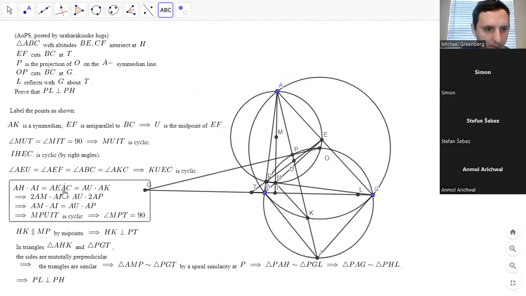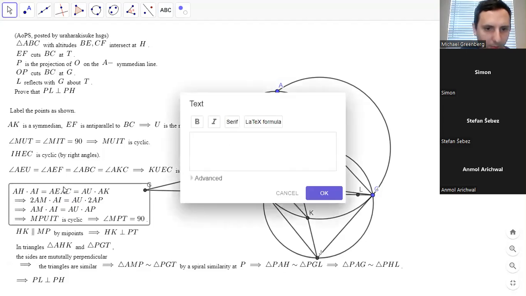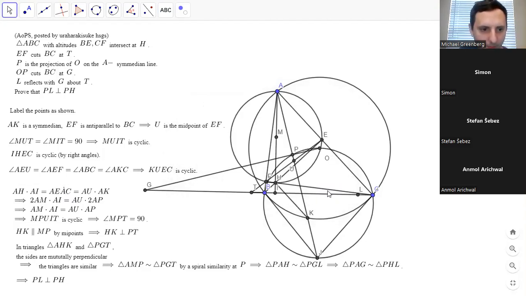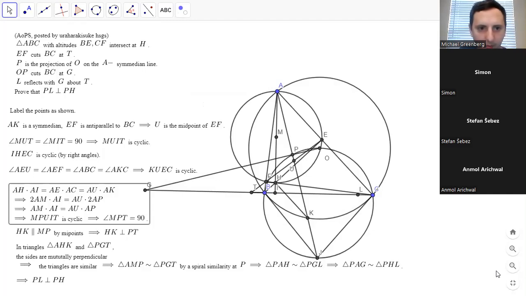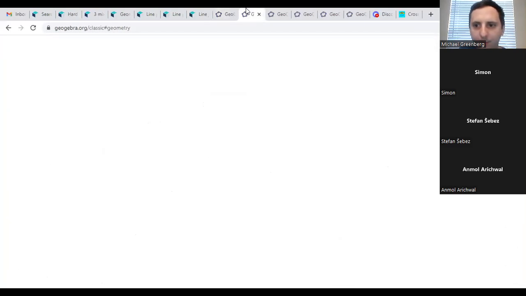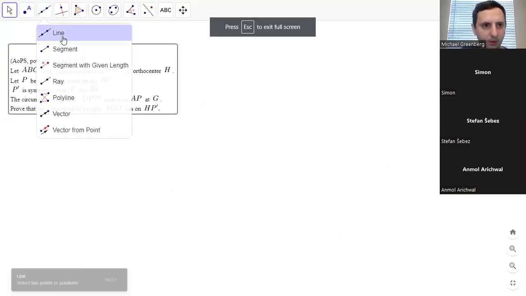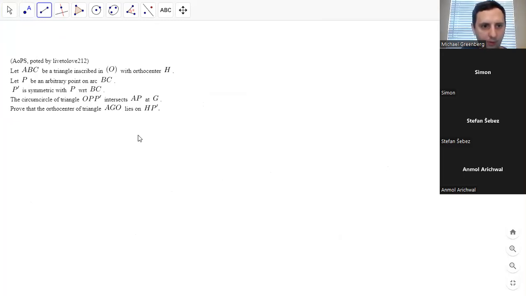So let me fix, this dot looks a little weird. AE, oh, I need the C. There we go. All right, so I'm going to move on to the next problem. Okay, so we have a triangle with orthocenter H, and O is the circumcenter.